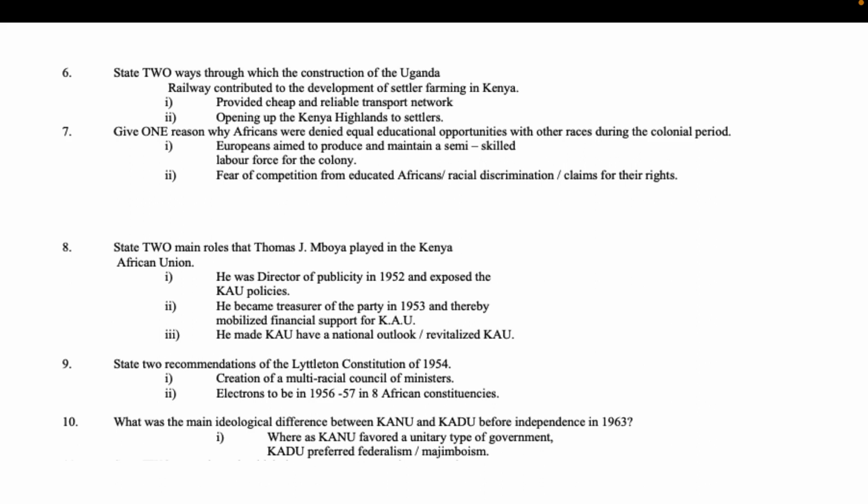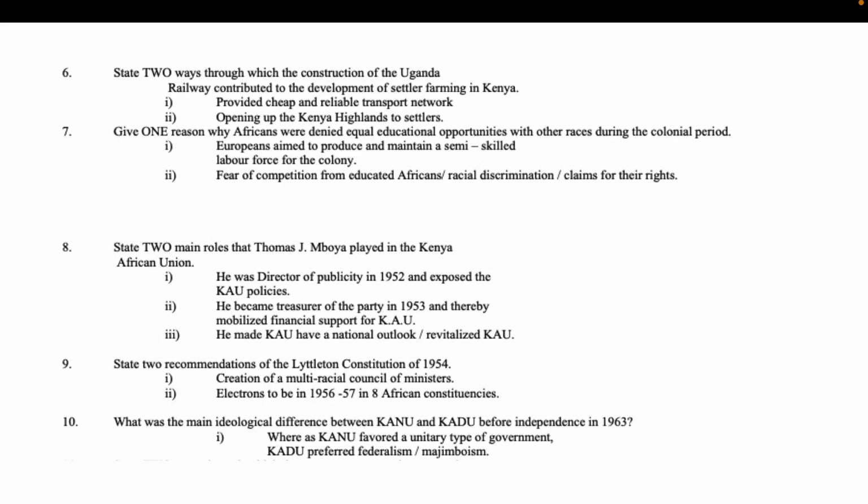8. State 2 main roles that Thomas J. Mboya played in the Kenya African Union. I. He was director of publicity in 1952 and exposed the KAU policies. II. He became treasurer of the party in 1953 and thereby mobilized financial support for KAU. III. He made KAU have a national outlook, revitalized KAU.